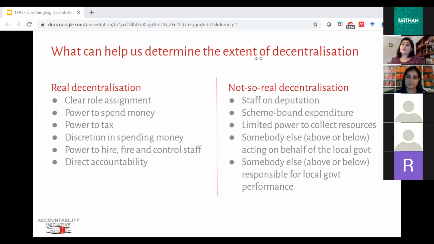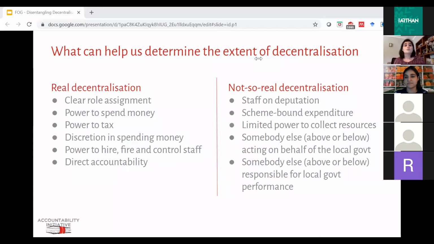And similarly, there are other things to see, right? Is there scheme bound expenditure? Are there limited powers to collect resources? Is somebody else acting on behalf of me? Is somebody else taking decisions on behalf of the local government?